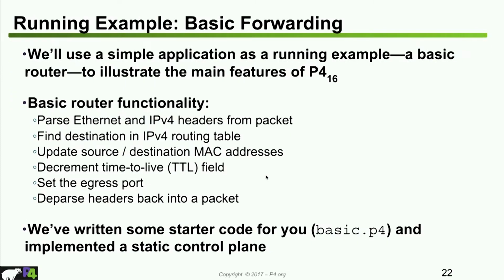So for the rest of this tutorial session, we'll focus our attention on trying to implement a basic IPv4 router. And we'll use this example to introduce some of the basic concepts of P4 as we go along. So our basic IP router will simply parse the Ethernet and IPv4 headers, perform a longest prefix match on the destination IPv4 address, update the source and destination MAC addresses, decrement the TTL, set the egress port, and finally deparse the headers back into the final packet. So we've written some starter code for you. It's in the basic.p4 file, in the basic directory.